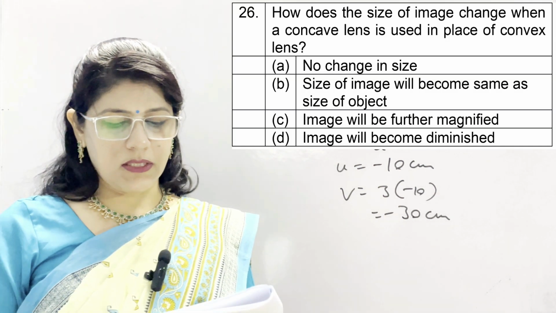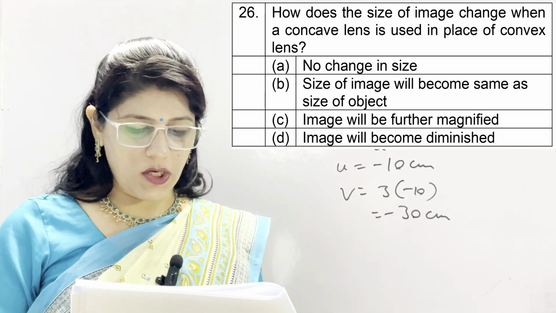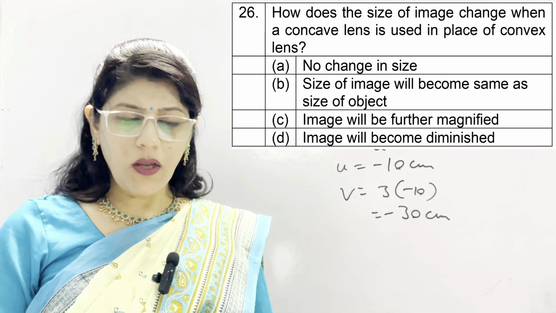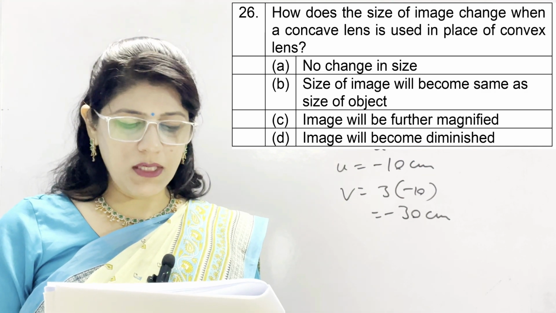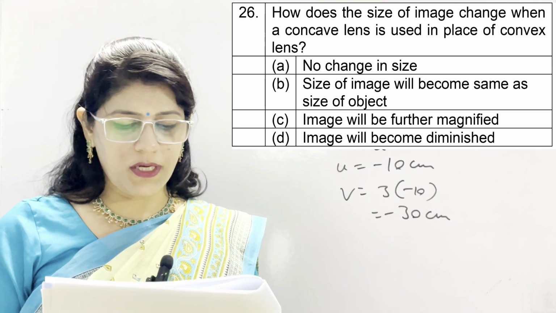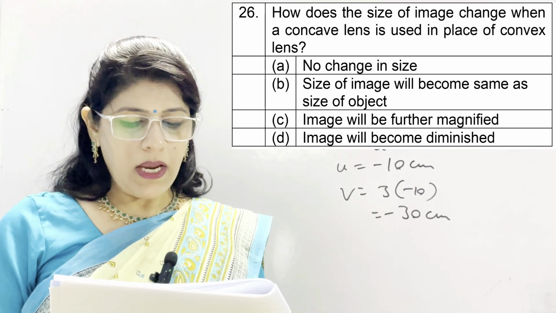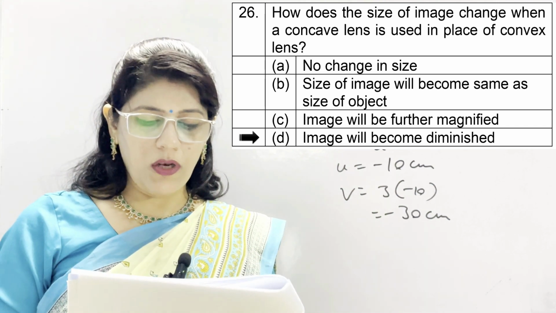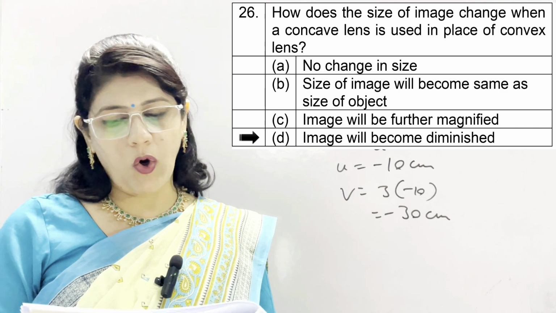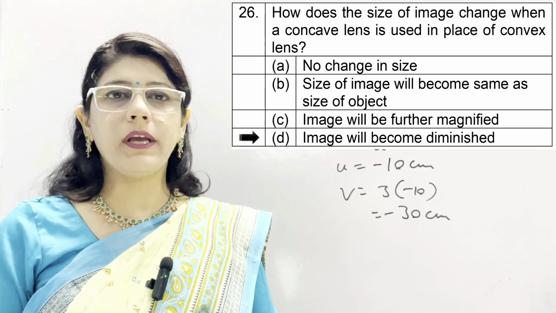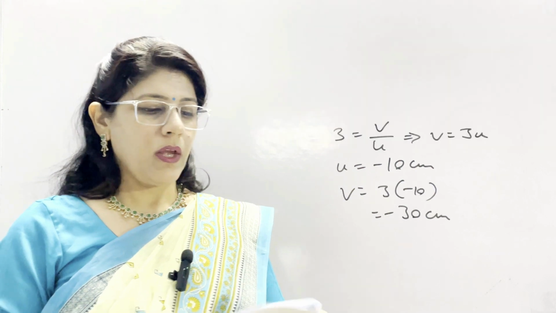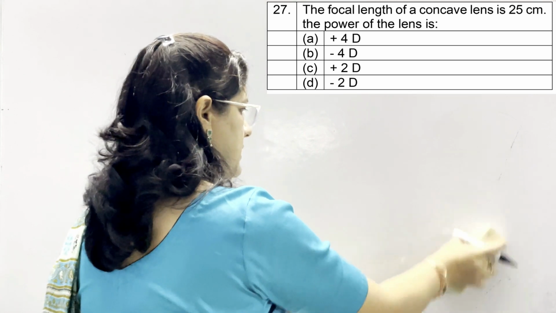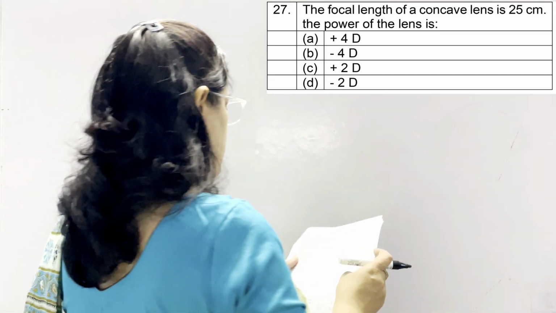In question number 26, how does the size of the image change when a concave lens is used in place of a convex lens? Option A, no change in size. B, size of image will become same as size of the object. C, image will be further magnified. And D, image will become diminished. And the correct option is D, image will become diminished, because we know a concave lens always forms a virtual, erect and diminished image.